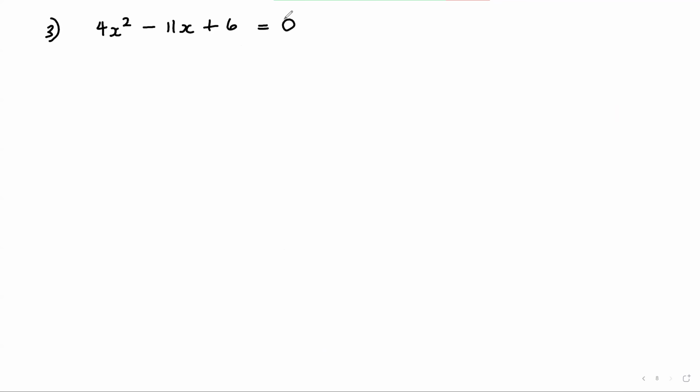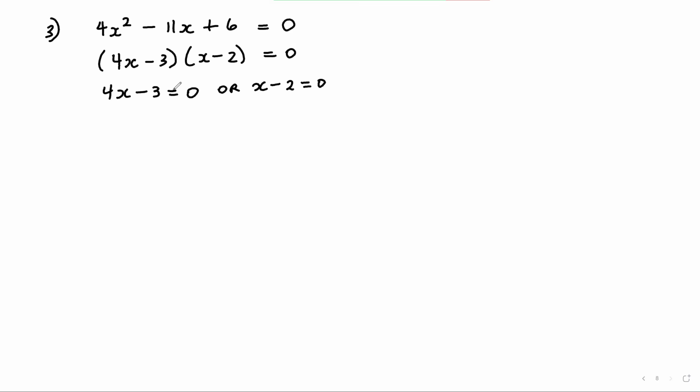So if this is equal to 0 and the factors are 4x minus 3 by x minus 2, then it means that 4x minus 3 is equal to 0, or x minus 2 is equal to 0. So solving for x in each of these cases, if 4x minus 3 is equal to 0, then 4x is 0 plus 3, which will be 3, and then x is equal to 3 quarters. And if x minus 2 is equal to 0, then x is equal to 0 plus 2, which is 2. Right? Let's do another one.